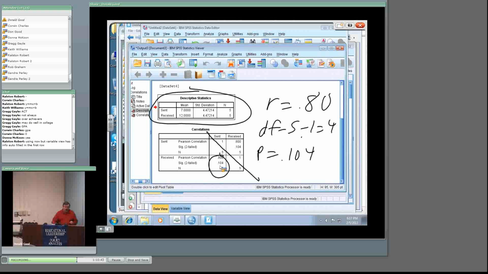Let me tell you part of the way you're going to communicate this, and this is a sneak preview of coming attractions too. In the second half of the class, we'll talk about communicating results in APA style. If I were communicating this in APA style, I'm going to say that r(4) = 0.80, p = 0.104. And I don't like that. I'm going to put something else here too.